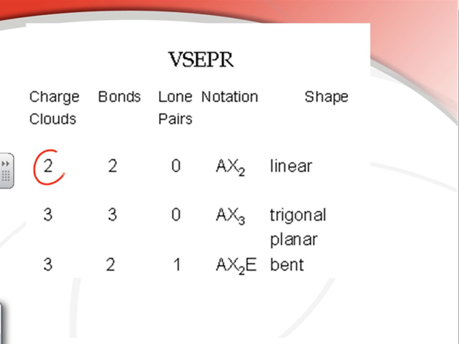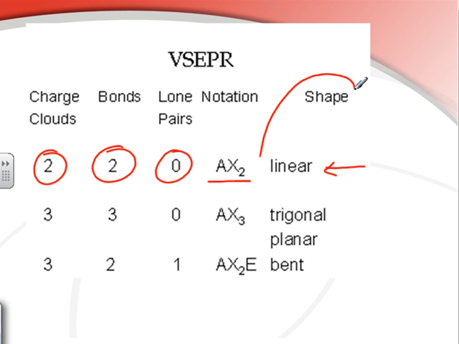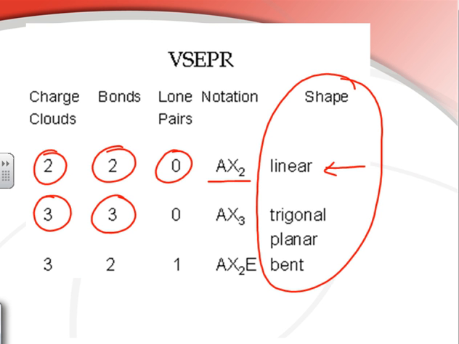If you have two charge clouds, and both of those charge clouds actually form bonds, that means you have no lone pairs, and your general formula is AX2. So you've got a central atom and two terminal atoms attached to it. Your shape is going to be linear. So this is where, if we look at our learning goal, to predict the shape of simple molecules using the VSEPR theory, that's this. Okay? If you have three charge clouds with three bonds and no lone pairs, you get a trigonal planar. If you've got three charge clouds with two bonds and one lone pair, you get a bent shape.